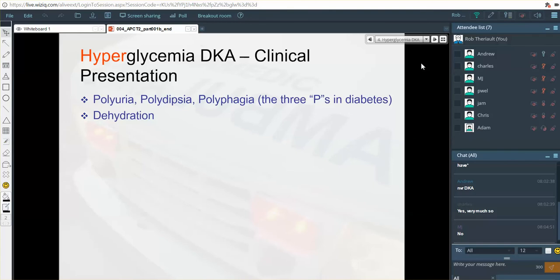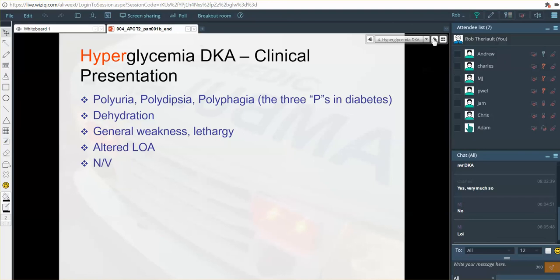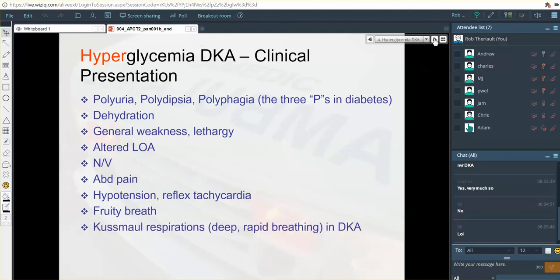What we also see with diabetics early onset is dehydration. Thanks, MJ. And general weakness, lethargy, altered LOA, nausea, vomiting, abdominal pain, hypotension with reflex tachycardia, fruity breath with DKA specifically, and Kussmaul's respiration in DKA.